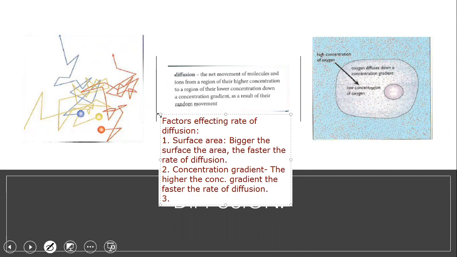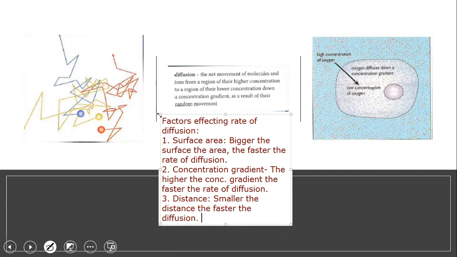Then we are going to talk about distance. Think of it this way, that smaller the distance, the faster the diffusion. An example of this would be your cell membrane. Imagine if your cell membrane was really thick, right? Just think of the diffusion that is taking place. That diffusion would be so much slower because the membrane is so thick, you have to cover such a great distance to come to the other side.